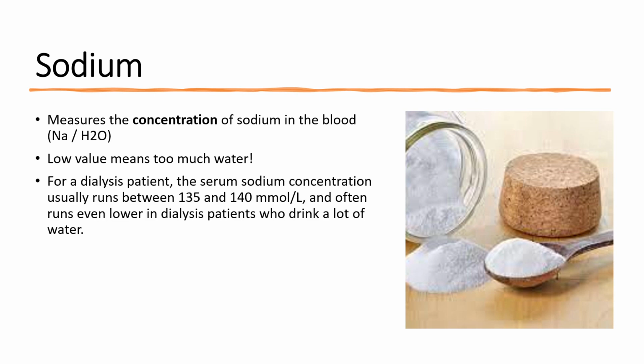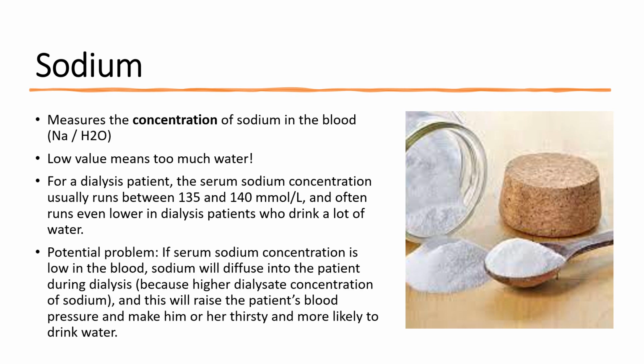For a dialysis patient, the serum sodium concentration usually runs between 135 and 140 millimoles per liter, but often runs lower in dialysis patients who drink a lot of water. So for example, if you have a dialysis patient with a really low serum sodium concentration, say 125 millimoles per liter, you know that they drink way too much water. The problem with a low sodium concentration in the blood is that the sodium will diffuse into the patient during dialysis if the concentration of sodium in the dialysate is lower.